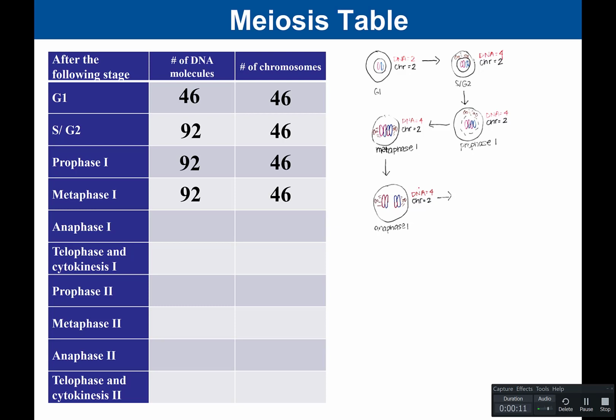Notice my DNA number is still 4. I still have 4 DNA molecules, and they are still 2 chromosomes, because sister chromatids did not split. Chromosome number doesn't change at this point. So if we fill in our table, all we're doing is moving things in the cell. We still have 92 DNA, and we still have 46 chromosomes.